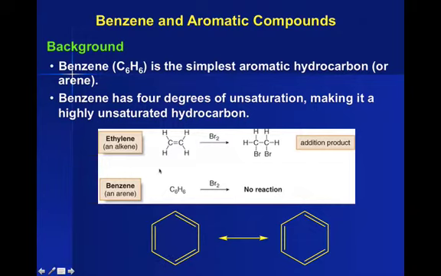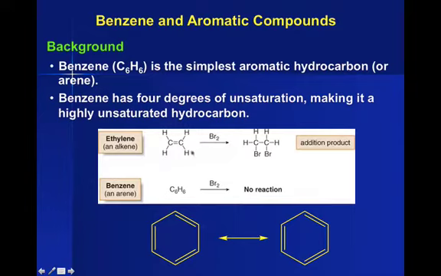Now, one of the interesting things about benzene is that if we take benzene and place bromine into it, we don't see a reaction. As you add the bromine into the benzene liquid, you just get a brownish orange liquid. No addition across these carbon-carbon double bonds occurs because benzene is aromatic, and aromatic compounds don't undergo addition chemistry like an alkene will.